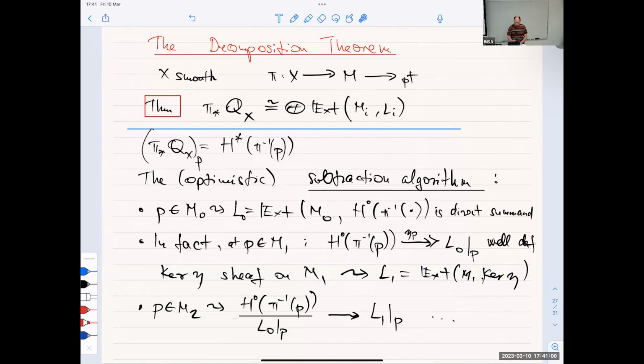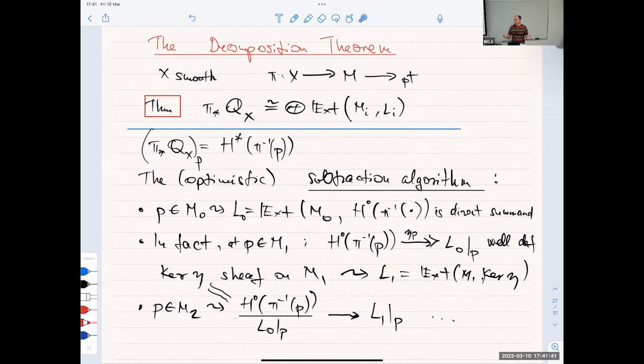And then you go to the next thing. You go to the next level, the M2 stratum. You calculate, well, you already subtracted, so you take the subtraction, and then that's the kernel. And from this kernel, there's a map from L1, this is the intermediate extension of L1, at the point P, that comes from the previous step. You're going to subtract and then you continue.